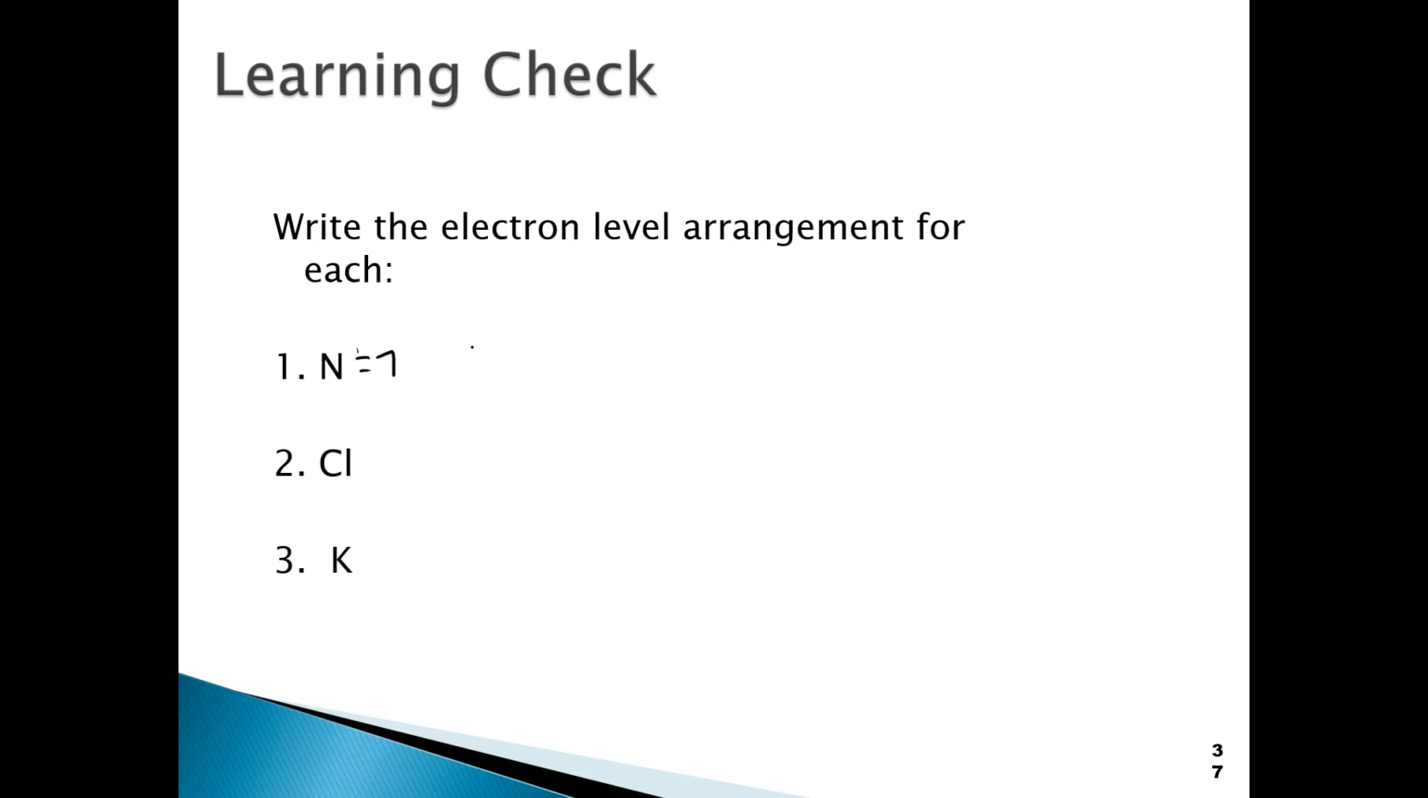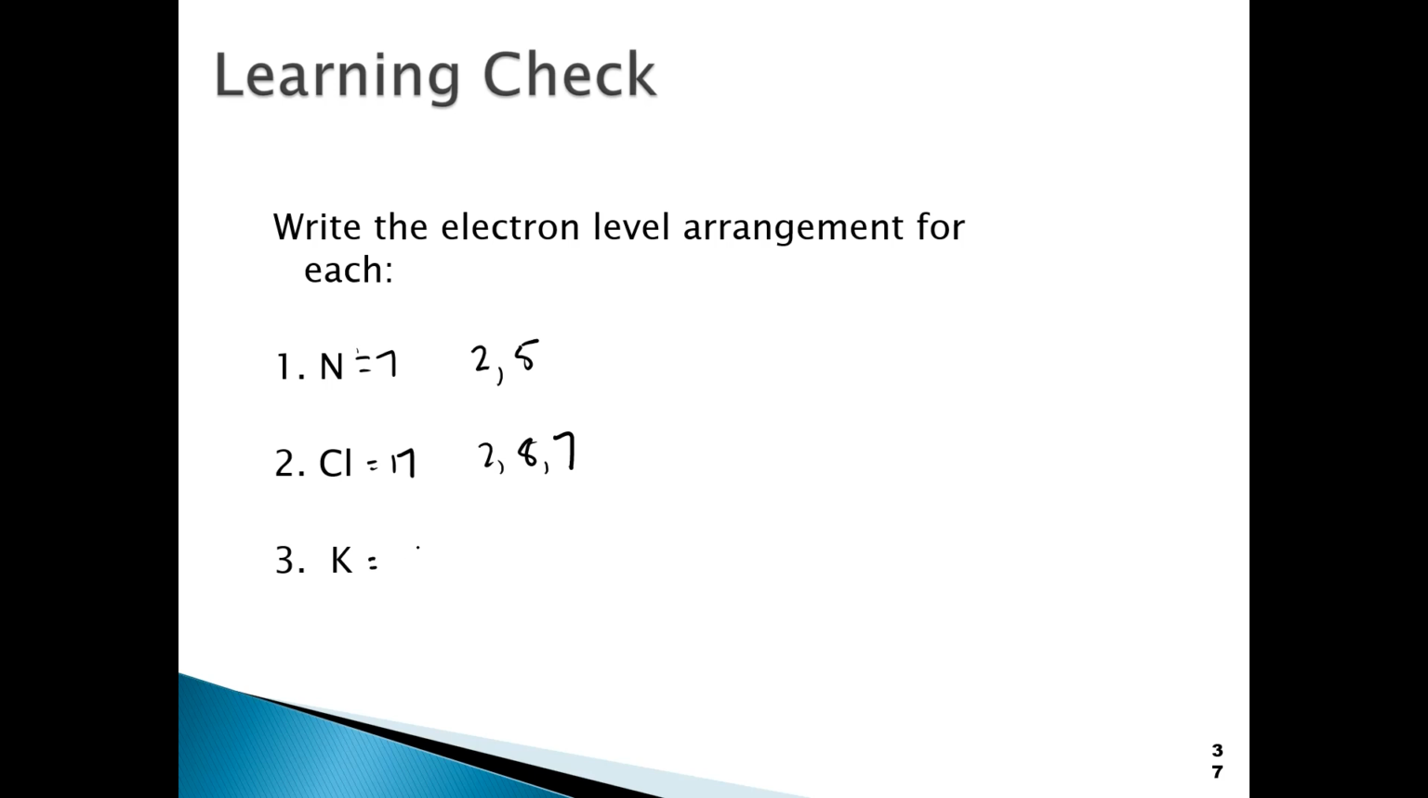So in the first energy level, you're going to have 2 electrons, and then in the next energy level, you're going to have 5 electrons, and that's basically it. In the case of chlorine, the atomic number of chlorine is 17. So the first energy level will have 2 electrons, the next energy level will have 8, and then the third energy level will have 7, and that makes up the 17 electrons.